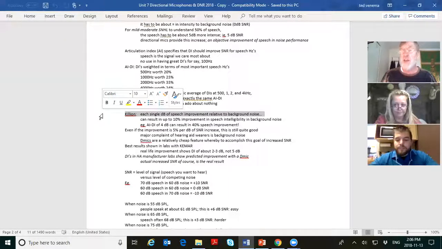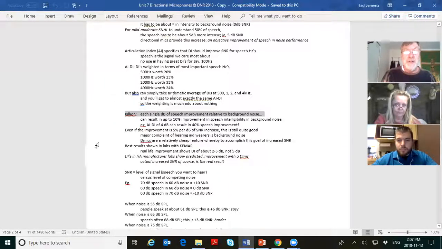Well, I think he exaggerated. I would say even if each dB results in 5%, and even if the directional mic only improves signal to noise ratio by 2 to 3, that's going to be a 10 to 15% improvement, and still that's better than digital noise reduction does. So they have their role. Now over here, see, the best results were shown in labs with KEMAR.